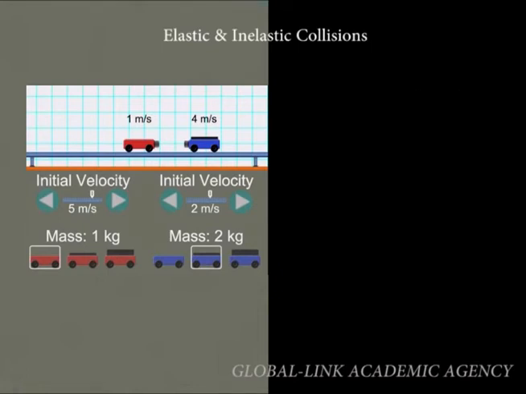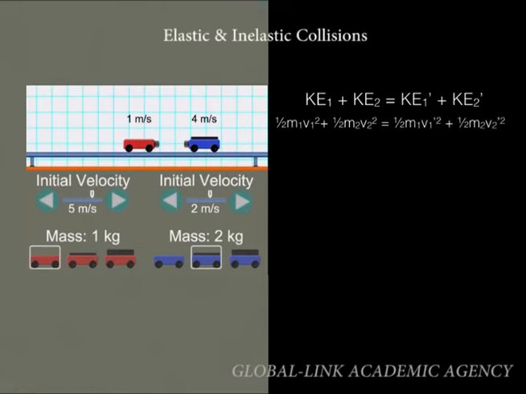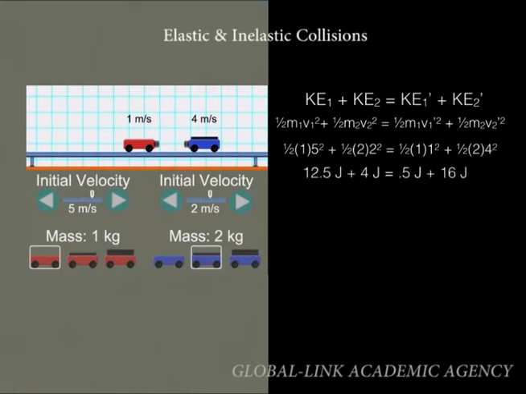But did we maintain the kinetic energy? So kinetic energy before has to be equal to the kinetic energy after, and we have the formula: kinetic energy is equal to a half mv squared. If I key in those values, what I find out here is that the 16.5 joules that I had before the collision equals the 16.5 joules that we have after the collision. This is an elastic collision.